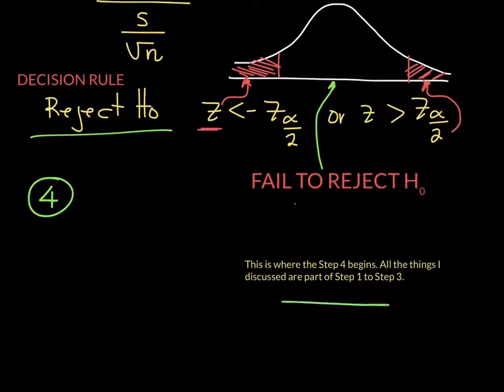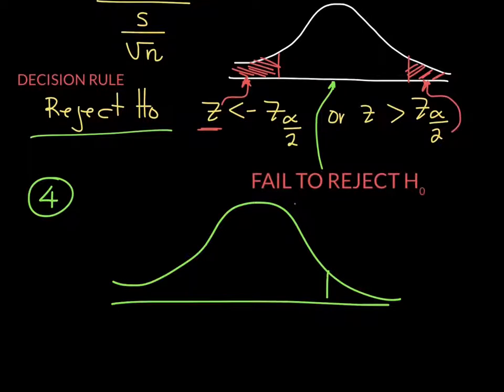Okay, so you have your diagram, and then you show the critical regions with the corresponding z of alpha over 2. Again, we use 1%, so we have the negative of z of 0.005 and the positive z of 0.005.